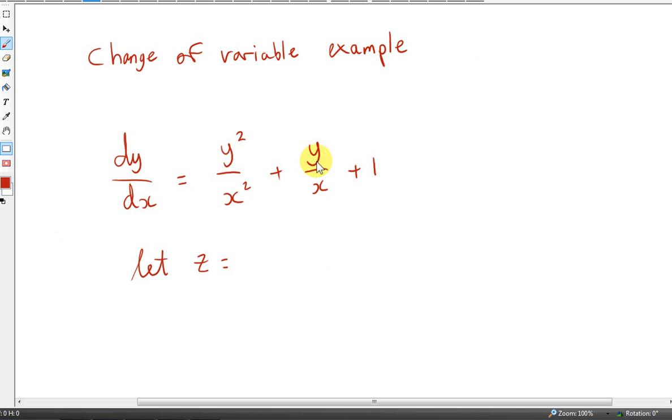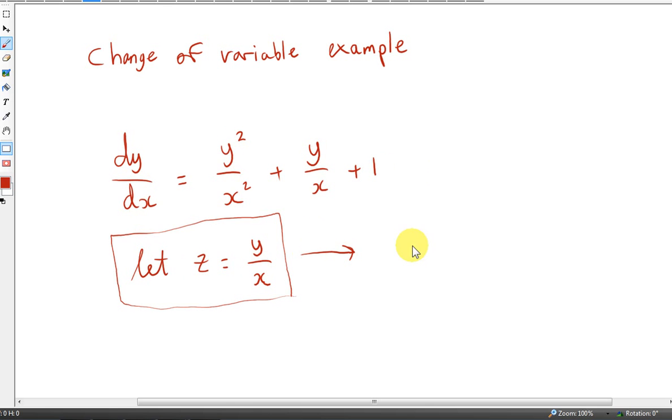What we do is we let y over x equal a new variable which we will call z. So you see, y squared over x squared will be z squared, and y over x will be z. So the right hand side will be straightforward. The right hand side will be z squared plus z plus 1. Now what about dy dx?